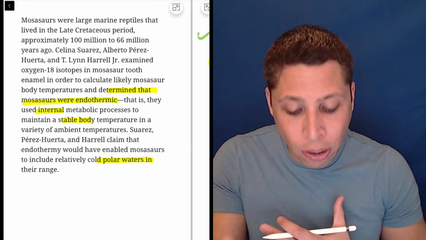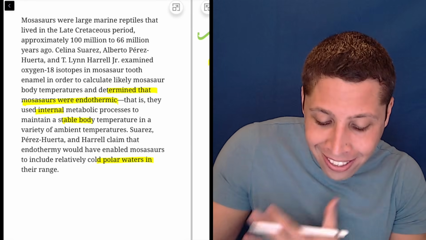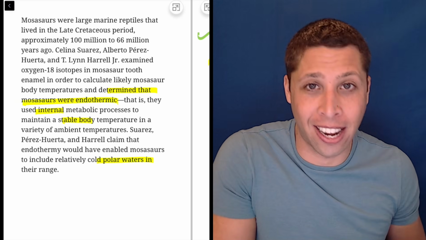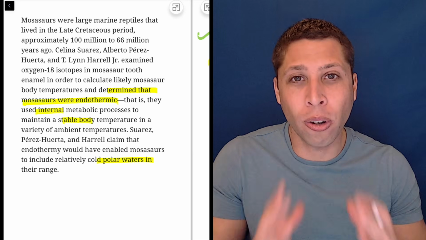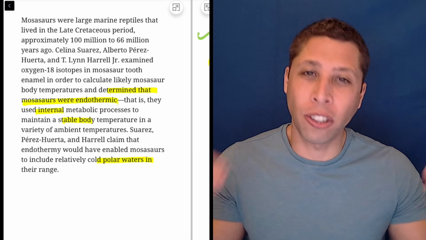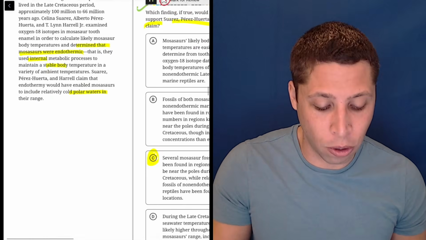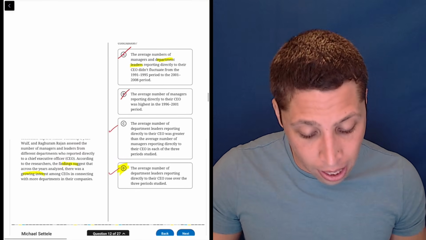Even the words like late Cretaceous and oxygen-18 isotopes, I knew this stuff was not going to matter because it's not a science test. It's a reading test. So you're not trying to absorb all these facts. You're trying to understand why the facts support a larger point. The larger point is what you need to focus on to go quickly here.